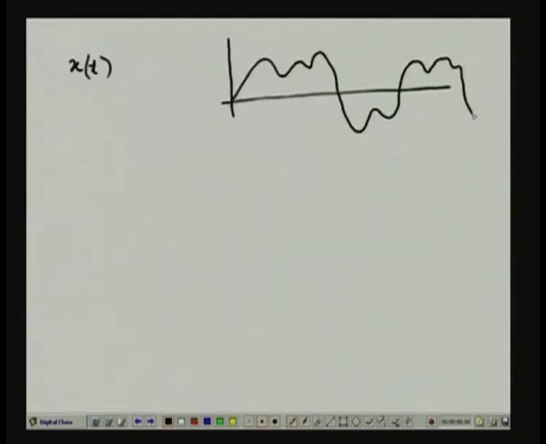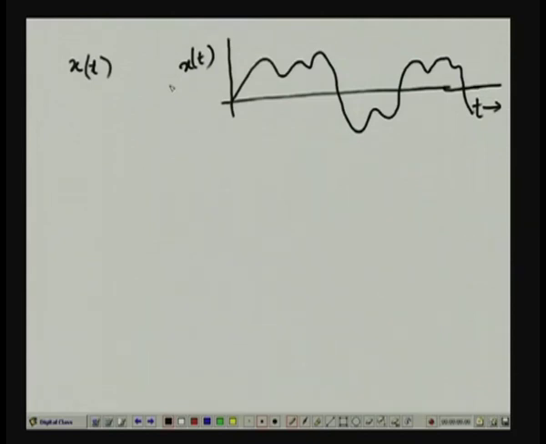So, I take an arbitrary signal x(t), and you see that this is a function of t. The nature of x(t) can be anything. Say, let us take that I have a signal like this, x(t), which is a function of t. Now, this arbitrary signal x(t) can be represented as a series summation of a set of orthogonal basis functions.